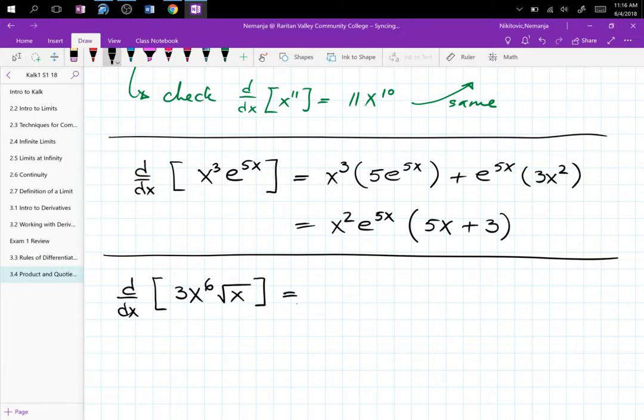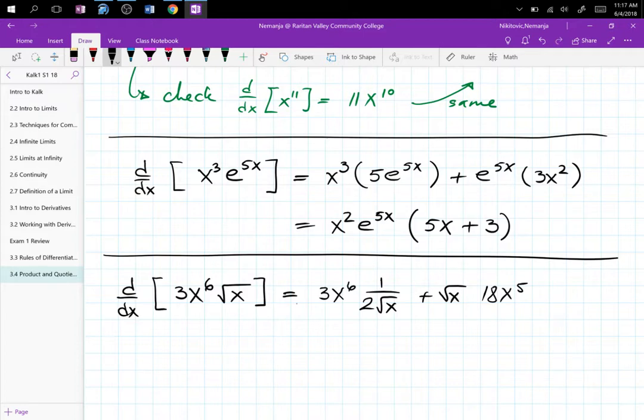So we have copied the first one, that's 3x to the 6, times the derivative of the second. I'm not sure if you started memorizing it or not. You should have 1 over 2 root x, to go quick, plus copy the second, root x, times the derivative of the first, which is 18x to the 5. Great.